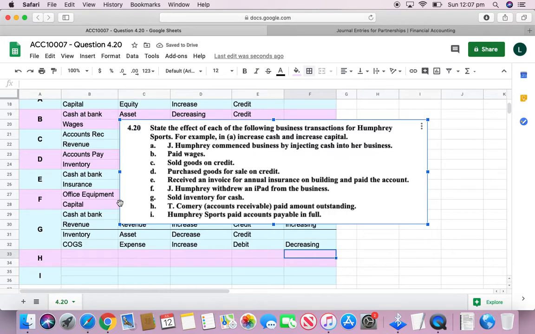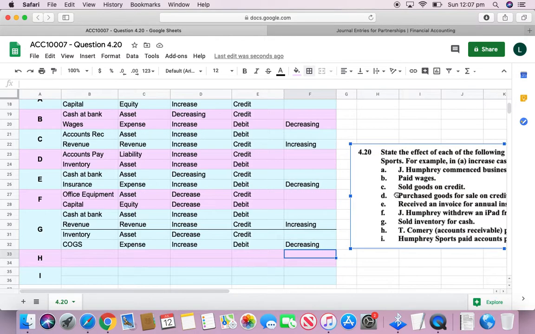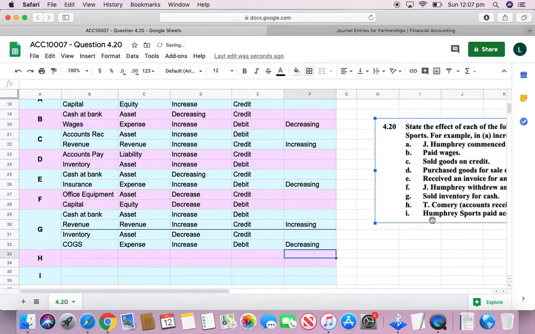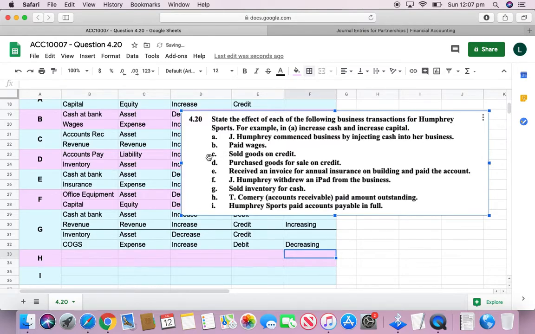So H, T Comery, is accounts receivable. That means someone that owes us money paid an outstanding amount. So we're getting cash for our accounts receivable. This is the other side of the transaction for number C. It could be the payment for this one here. So C and H kind of go together. You can see two sides of the story. We've got accounts payable incurred, accounts receivable incurred, and then accounts receivable paid.